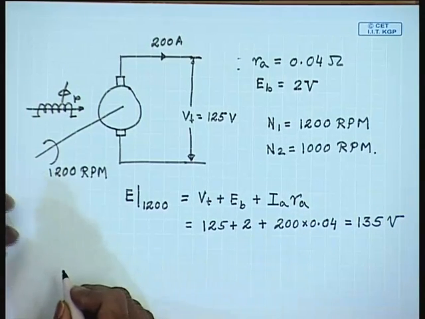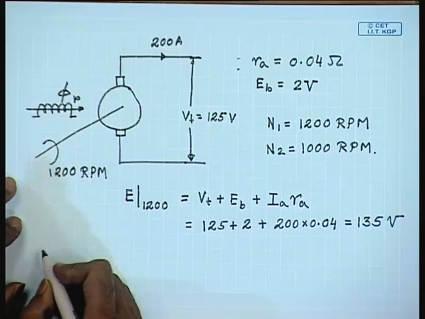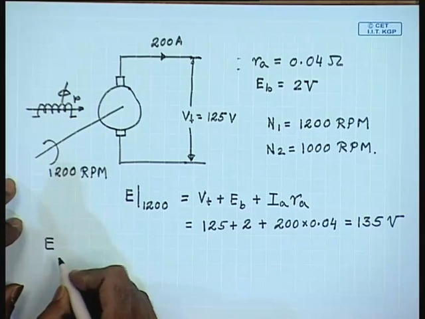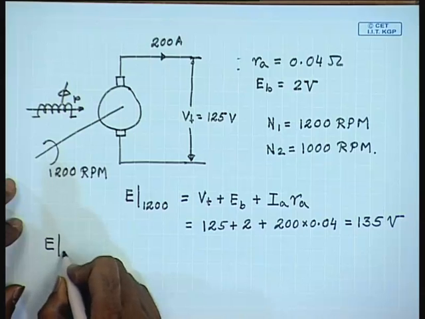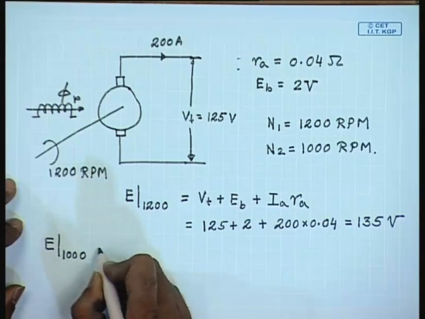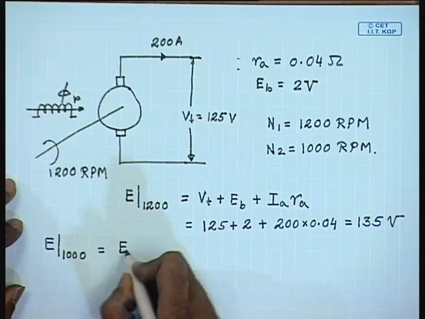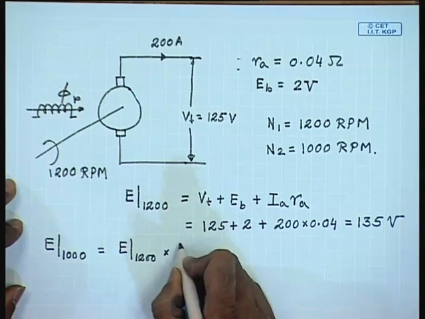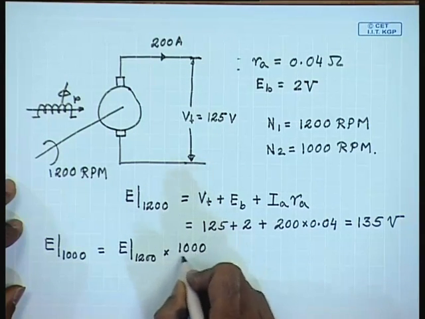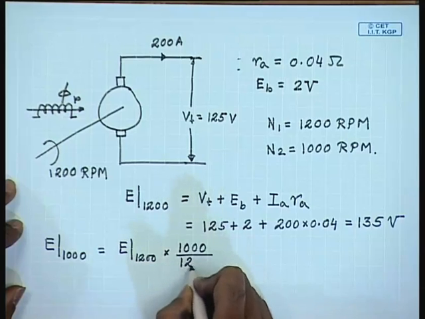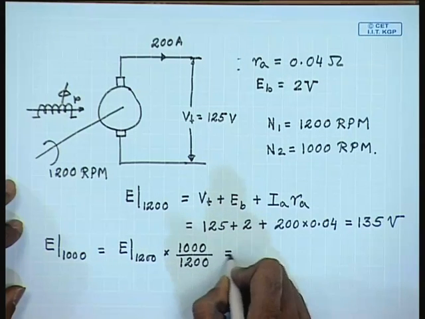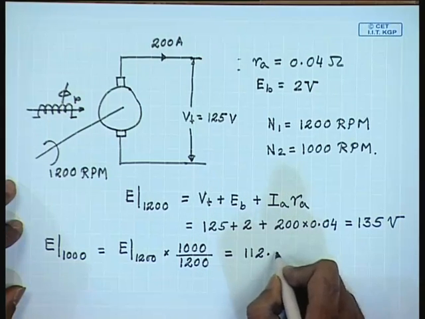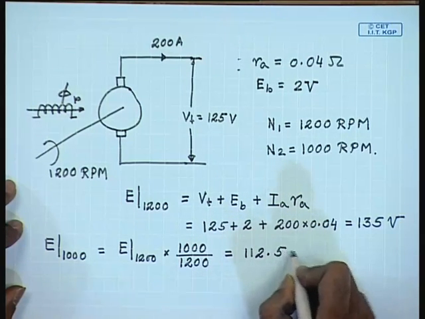Since back EMF is proportional to rotational speed, E at 1000 rpm will be equal to E at 1200 rpm multiplied by 1000 divided by 1200. This comes to 112.5 volts.